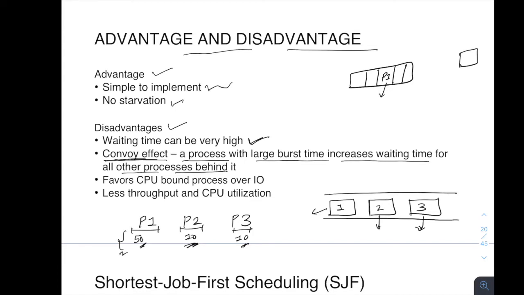Also, this FCFS algorithm favors CPU bound processes over IO bound processes. And also there is less throughput and serialization. There is high waiting time here and very high response time. So because of that, there is very less throughput and serialization.